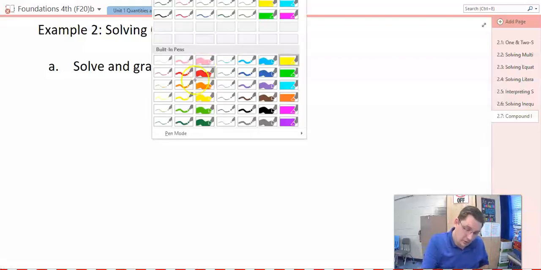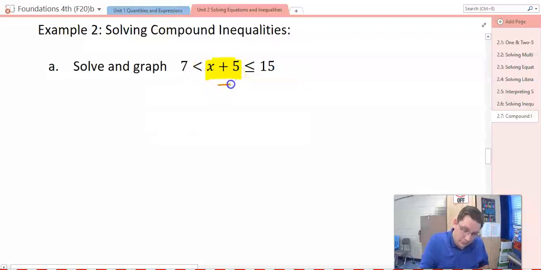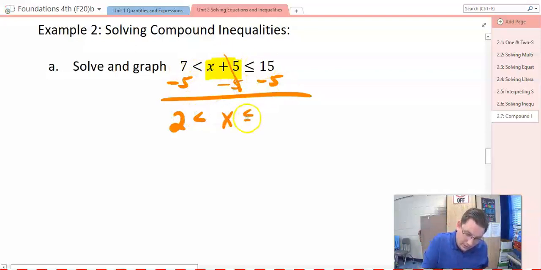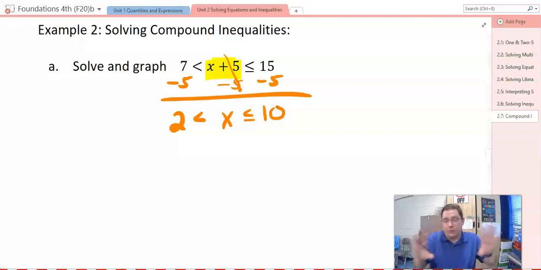Well, in this case, what would I do to get this x by itself? I subtract 5. But remember, we're going to do that where? Left, middle, right. And so I'm going to minus 5 over here. I'm going to minus 5 over here. So again, left, middle, right. And so 7 minus 5 is 2. The inequality doesn't change here because we just subtracted. That part cancels, leaves our x. Less than or equal to, that gives us 10. So we have this solved now because the x is in the middle by itself. We're done. Okay?